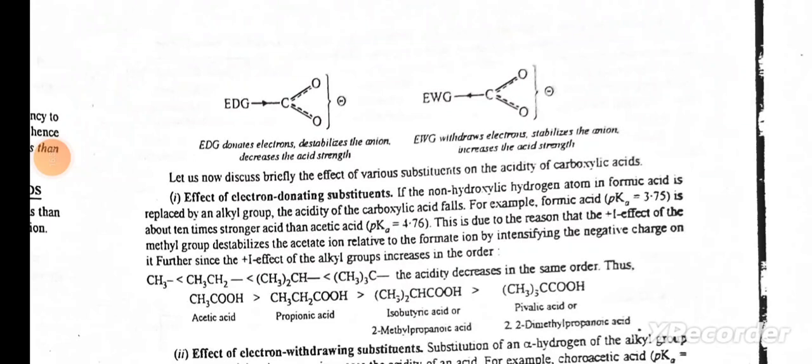EDG donates electrons, destabilizes the anion, decreases the acid strength. EWG withdraws electrons, stabilizes the anion, increases the acid strength.